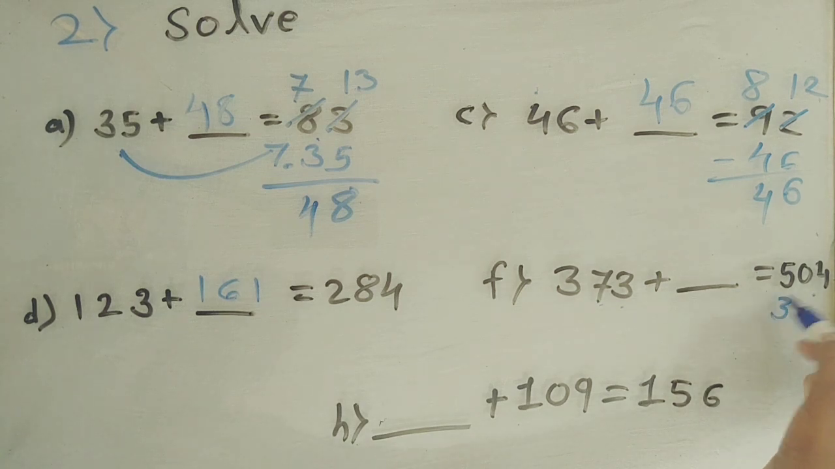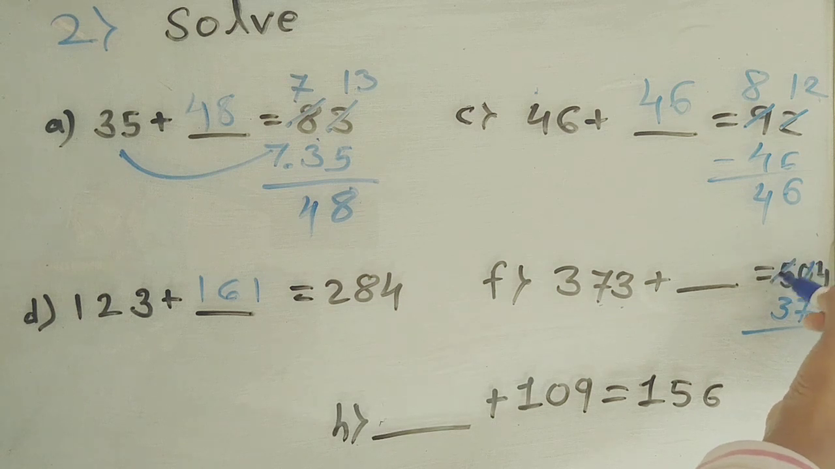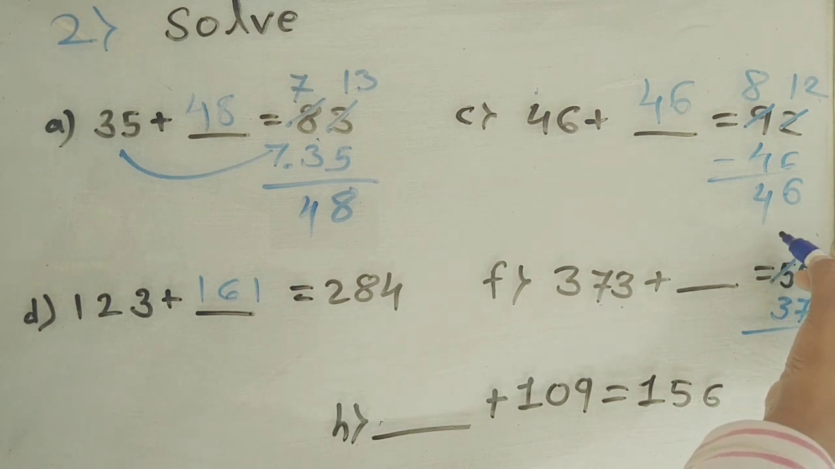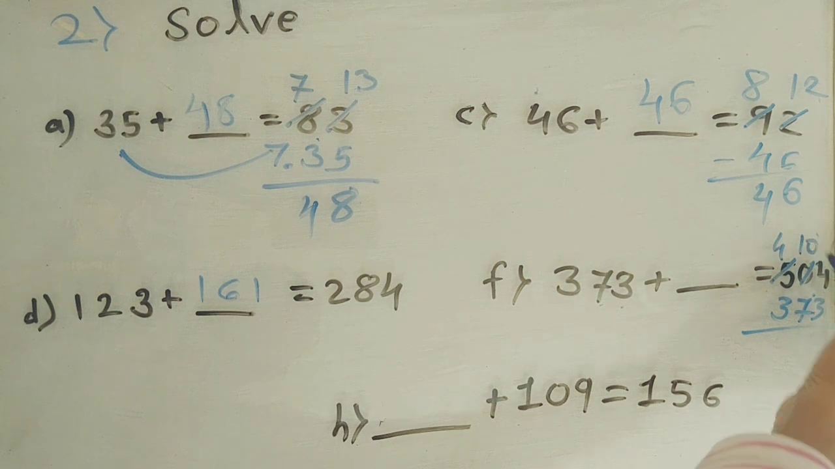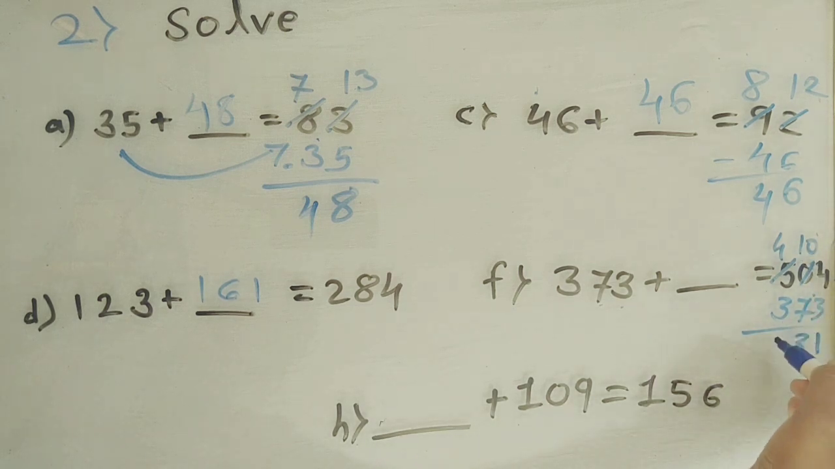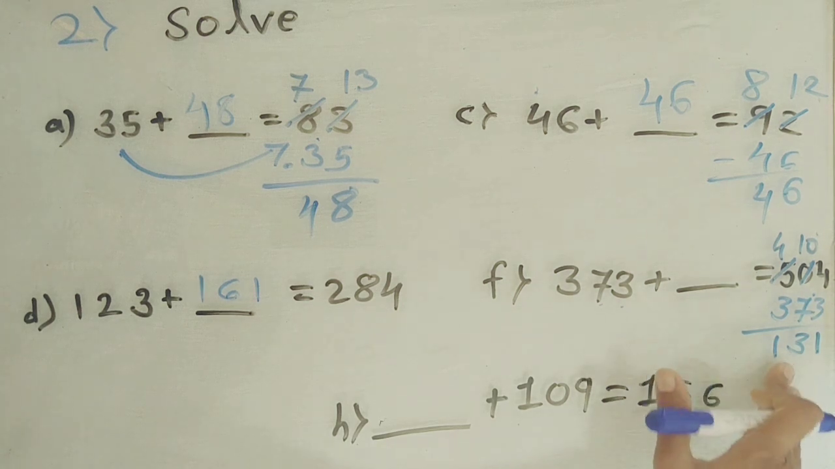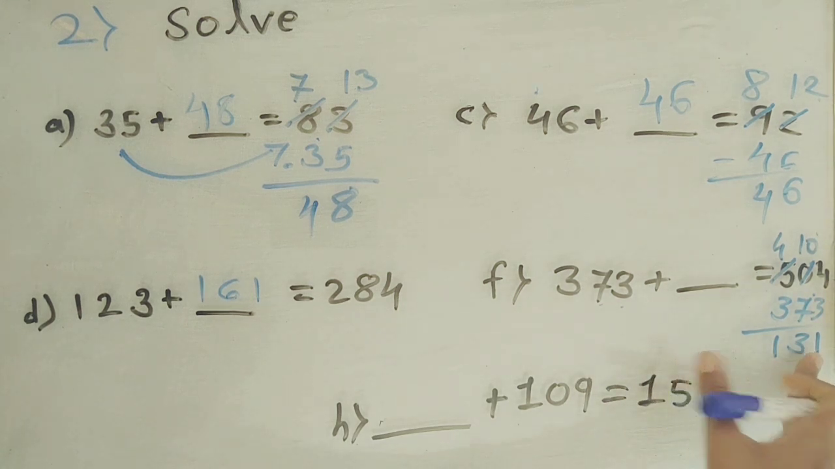Now see, 373. 4 minus 3 is equal to 1, it's possible, but see further. 0 minus 7 is not possible. So we are doing the regrouping. The 0 will ask the 5 for a borrow. This 5 will become 4 and this 0 will become 10. Now we will do the subtraction. 4 minus 3 is equal to 1. 10 minus 7 is equal to 3. 4 minus 3 is equal to 1. That means our answer will be 131.